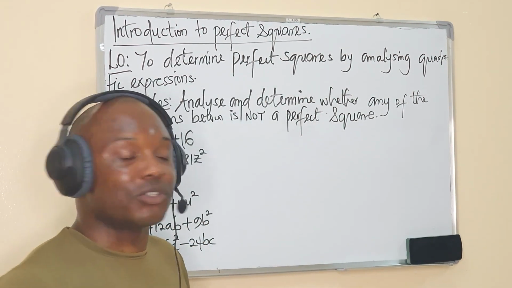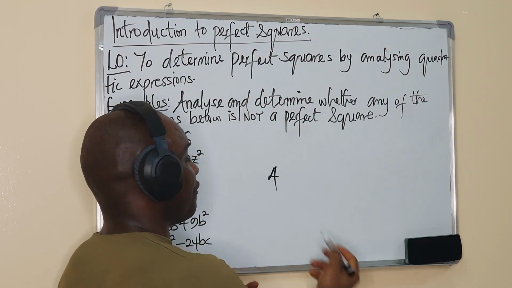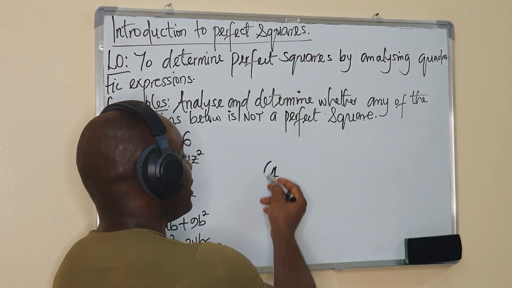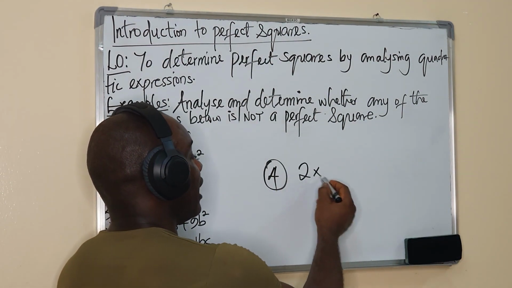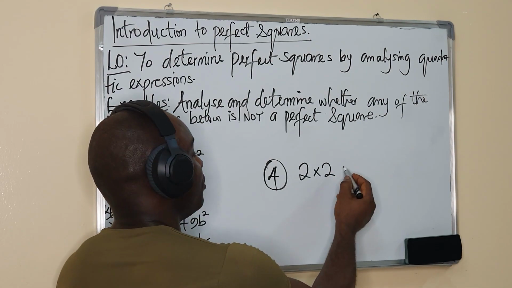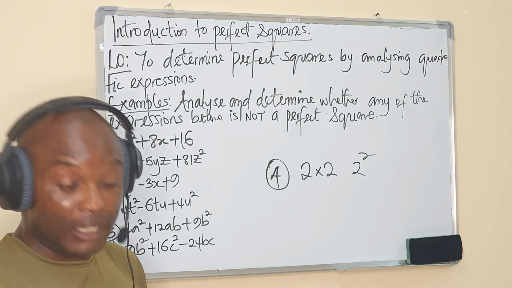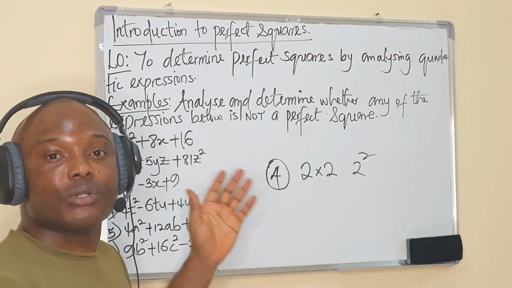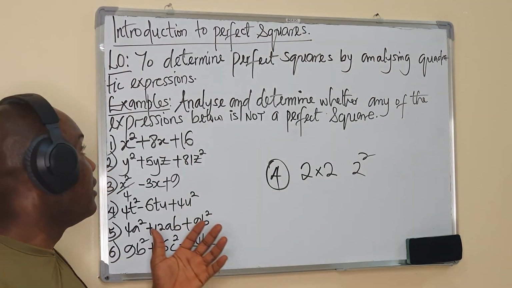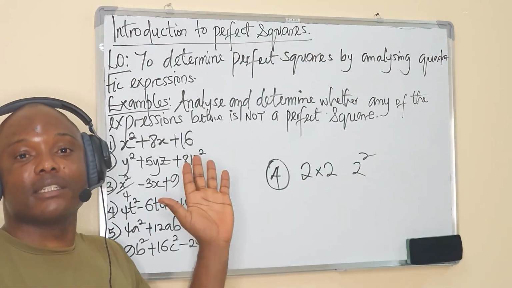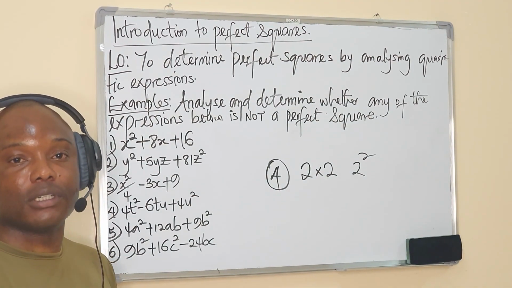For example, when you solve a problem and you end up with an answer 4, you know that 4 is a perfect square because 4 is made up of 2 and 2, or written as 2 squared. 4 is a perfect square then. So, bringing it to our knowledge of quadratic expressions, determining what a perfect square expression is also very important.